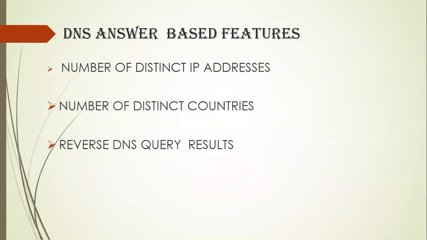Coming to the next feature set, which is DNS answer based features. The DNS answer that is returned by the server for a domain generally consists of several DNS records. They also extracted some good features from this feature set. The first feature is the number of different IP addresses that are resolved for a given domain during the experiment.